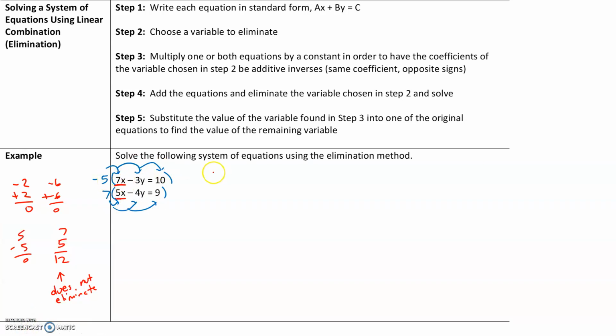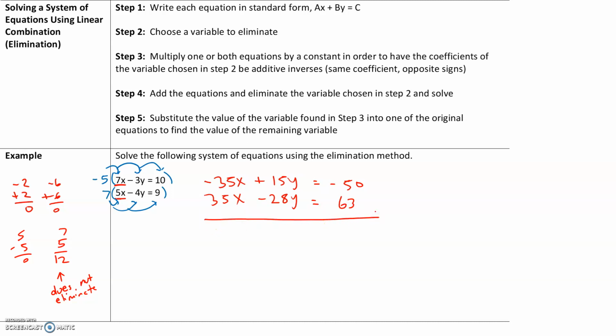So I have negative 5 times 7x, that is a negative 35x. I have negative 5 times negative 3y, that's a positive 15y. And then I have negative 5 times 10, which is a negative 50. Then I have 7 times 5x, that's a positive 35x. 7 times negative 4y, that is a negative 28y. And then 7 times 9, that is a 63.